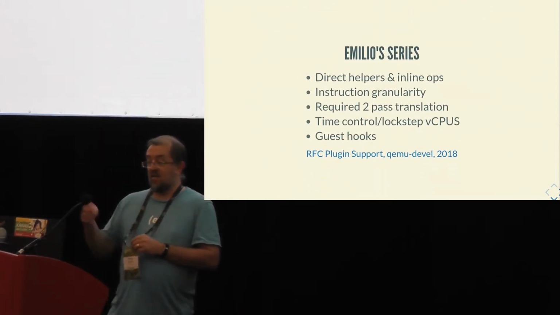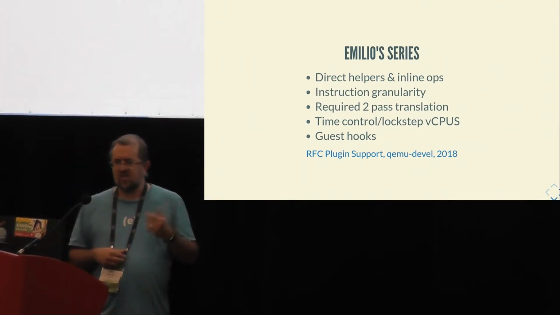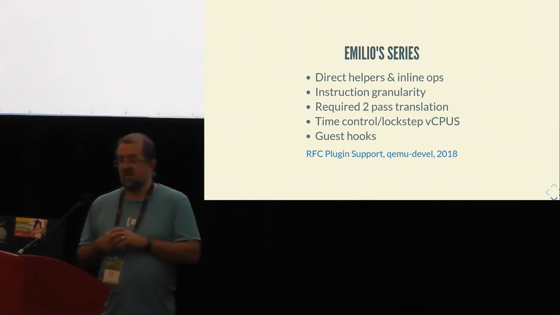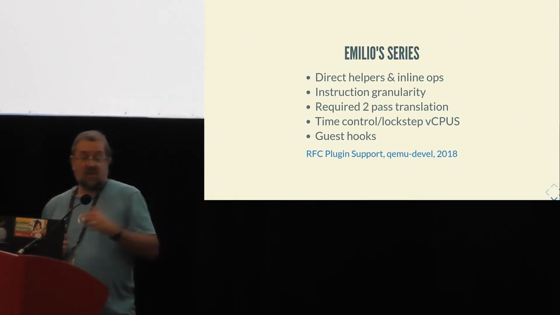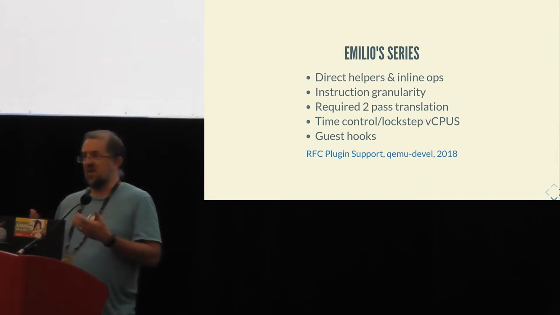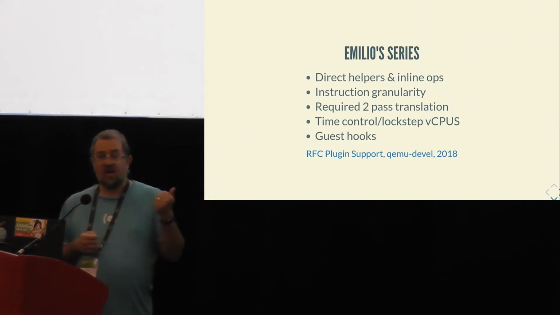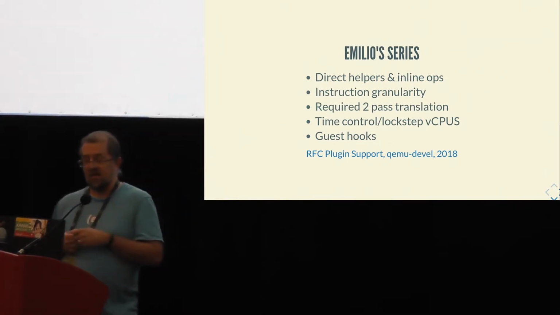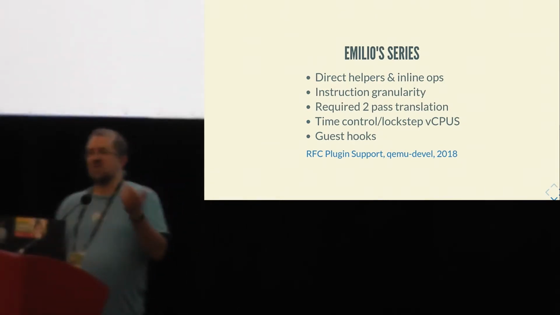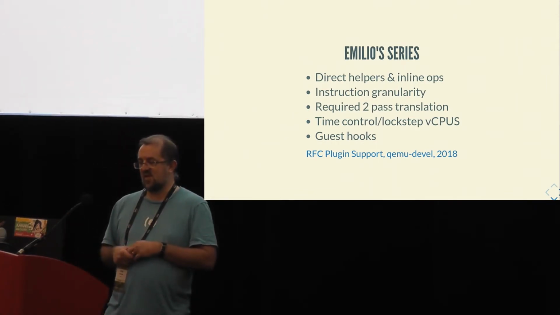And then the next iteration was Emilio Cotta. He did a series, similar sort of approach, but he was using it for doing his work into parallel computer simulation. So it supported direct helpers again, direct out of the TCG code, as well as inline operations, which are useful for doing some quick and low-cost counting. You could do instruction granularity instrumentation. I think one of the limitations of the original approach is it needed a two-pass translation, so that required a bit of tweaking to the translator to support that.